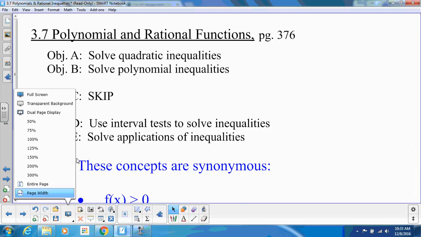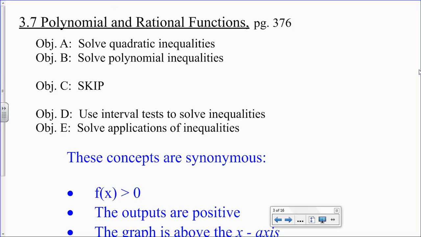So 3-7. We're going to be doing inequalities.